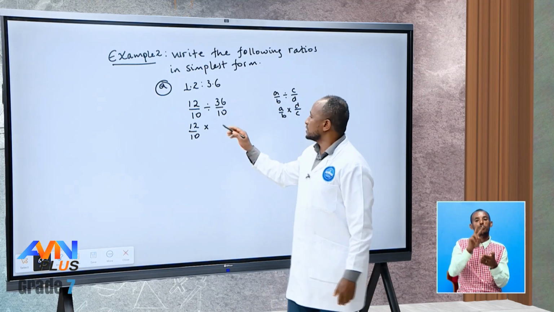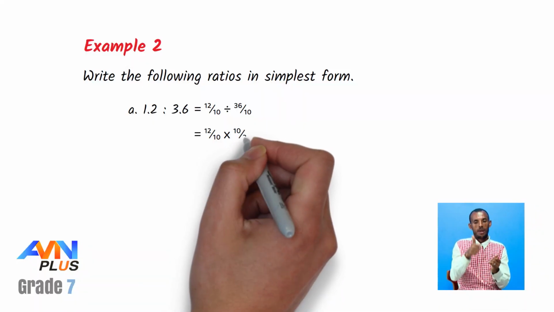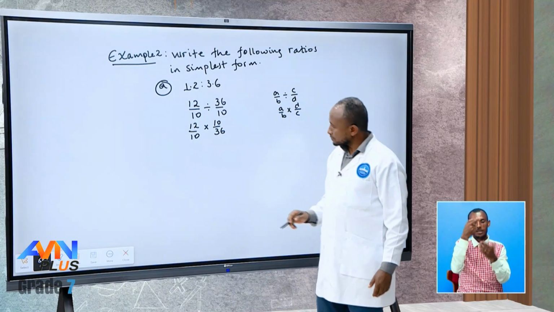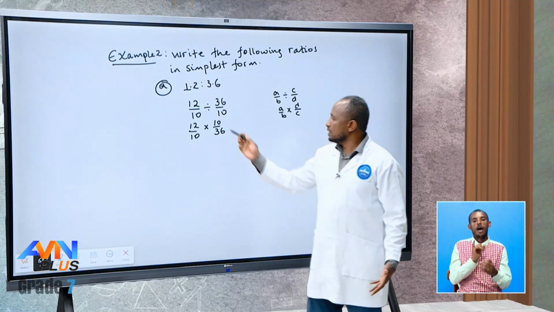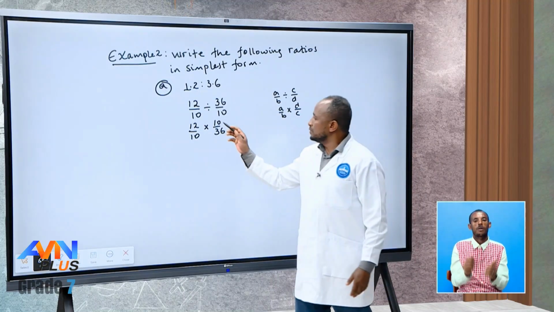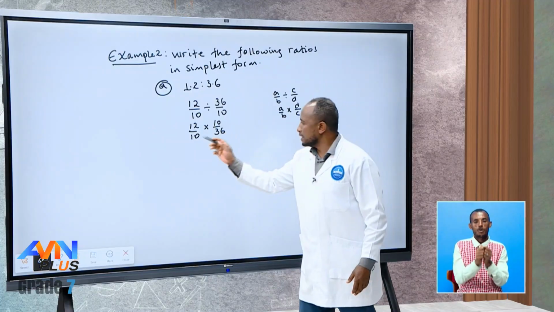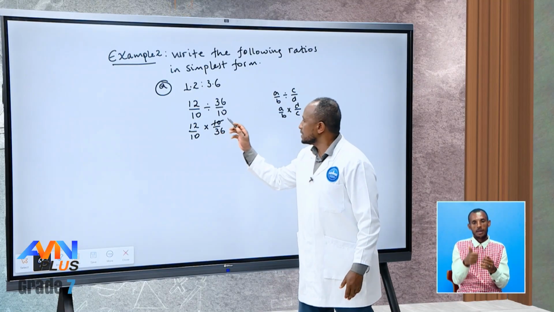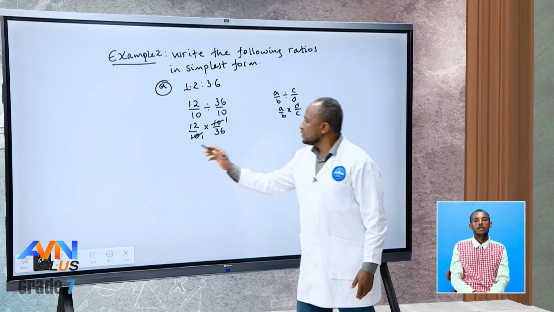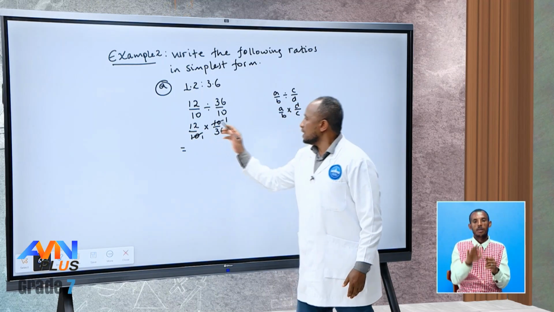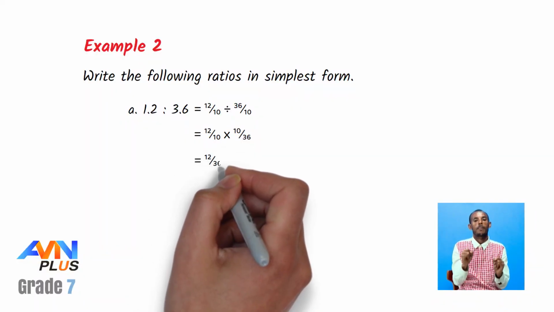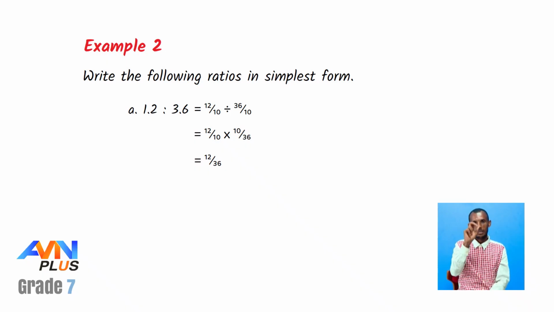So 36 over 10 becomes 10 over 36. After this, I can simplify these two. Since they are equal, divide both by 10. When you divide this by 10, it becomes 1. When you divide this by 10, it becomes 1. Therefore, you have 12 times 1, it is 12, divided by 1 times 36, it is 36.